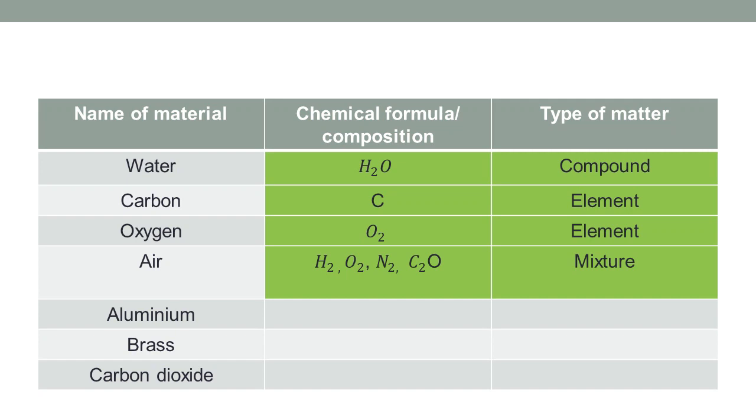Air, so air is a mixture of gases, so the chemical composition for air is hydrogen, oxygen, nitrogen, carbon dioxide. So type of matter, it is a mixture of different elements or different gases. For aluminium, brass and carbon dioxide, you have to write the chemical formula and type of matter on your own.